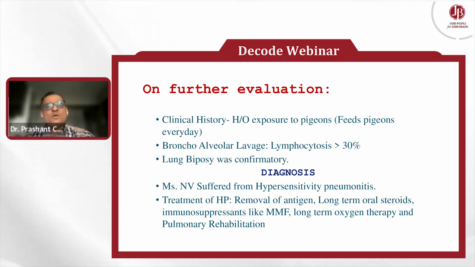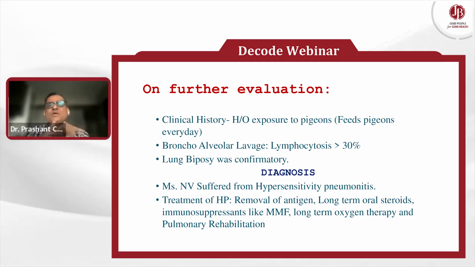So she underwent a bronchoalveolar lavage. The BAL showed more than 30% lymphocytosis, because whenever there is an individual who's got an interstitial lung disease, there's pigeon exposure, and there's a radiological pattern suggesting hypersensitivity pneumonitis, a bronchoalveolar lavage is useful. More than 30% lymphocytosis supports the diagnosis of hypersensitivity pneumonitis, and the lung biopsy was also confirmatory.